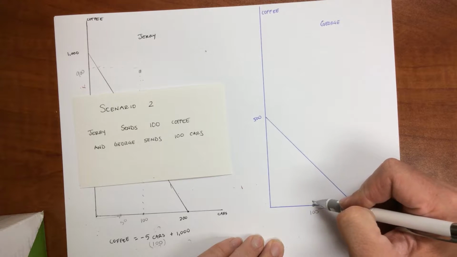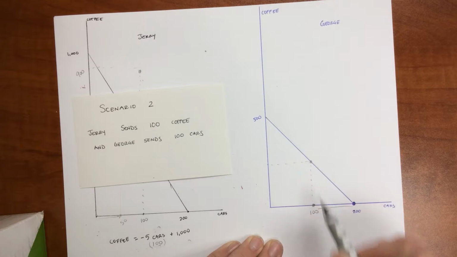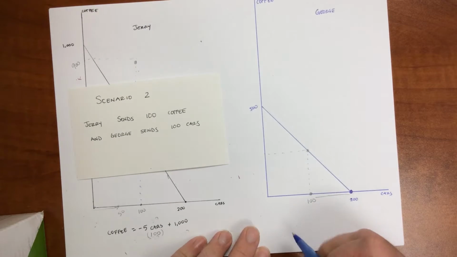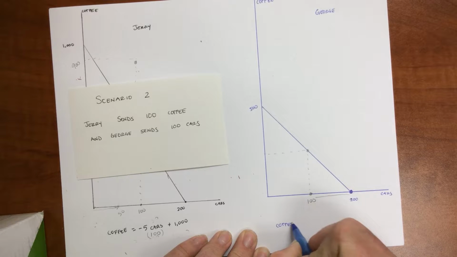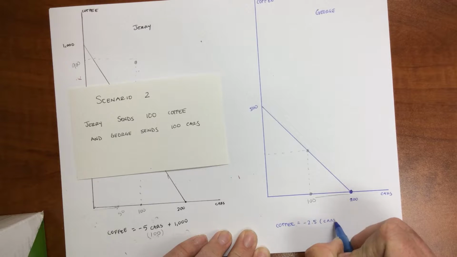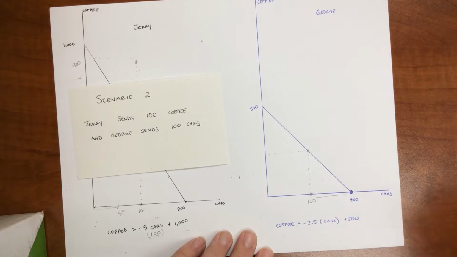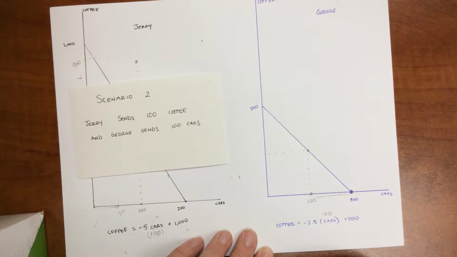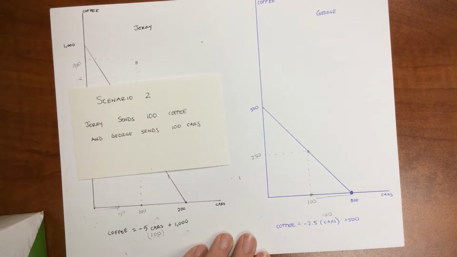Well, the question is, what could George do on his own? If he weren't to trade, he can at least get to that point. So let's write out George's PPF equation. For him, coffee is equal to negative 2.5 times cars plus 500. So in this case, George will have 100 cars, and so he could produce on his own 250 cups of coffee.